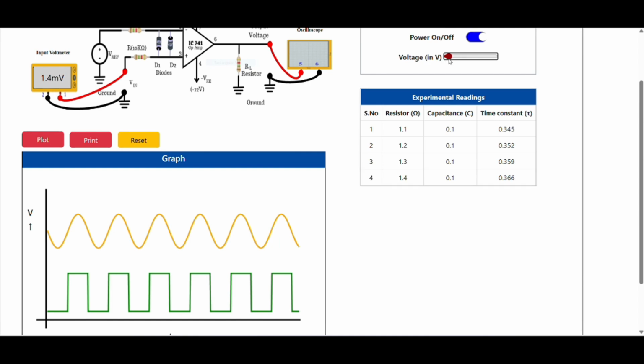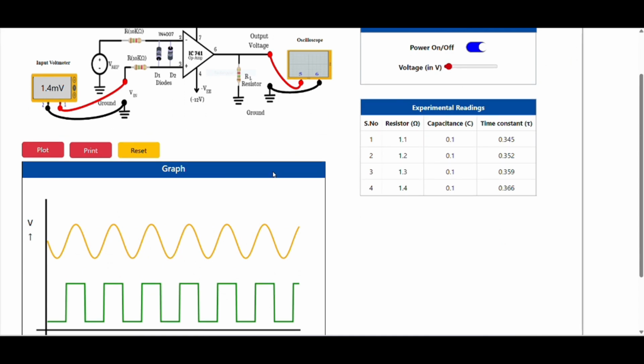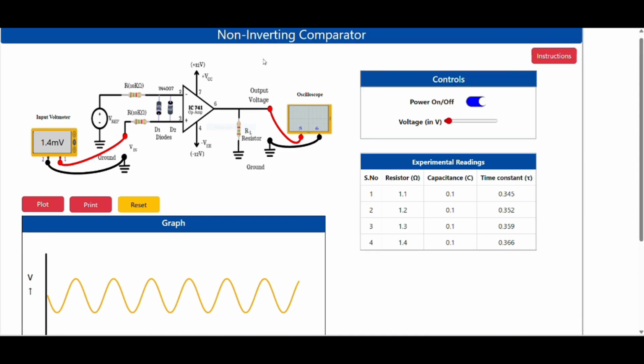For the non-inverting comparator, when the input voltage is greater than the reference voltage, the output is high, that is positive saturation. When the input voltage is less than the reference voltage, the output is low, that is minus V saturation. So that's all for the inverting and non-inverting comparator. We can see the graph for both. Thank you.